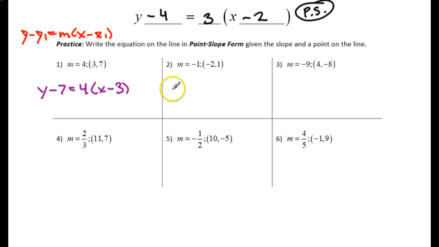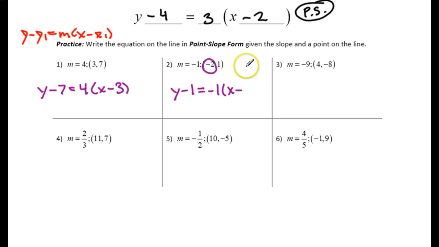Okay. Next one, we have a slope of negative 1, and it's going through the point (negative 2, 1). So we always start it off y minus, it's always y minus, and plug in your value, it's a 1, equals. Now the slope is a negative 1, make sure you plug that value in, whether it's positive or negative. Now be careful here. x, it's always x minus, right? Always subtraction, so just put the x minus. Now plug in the value.